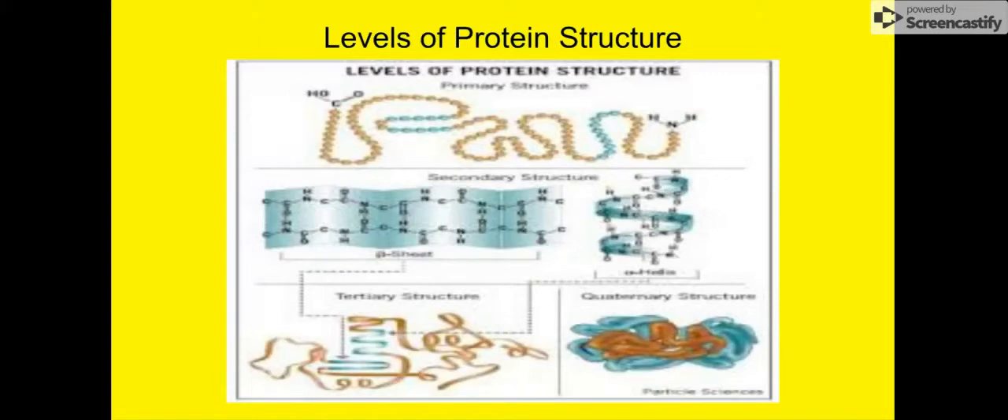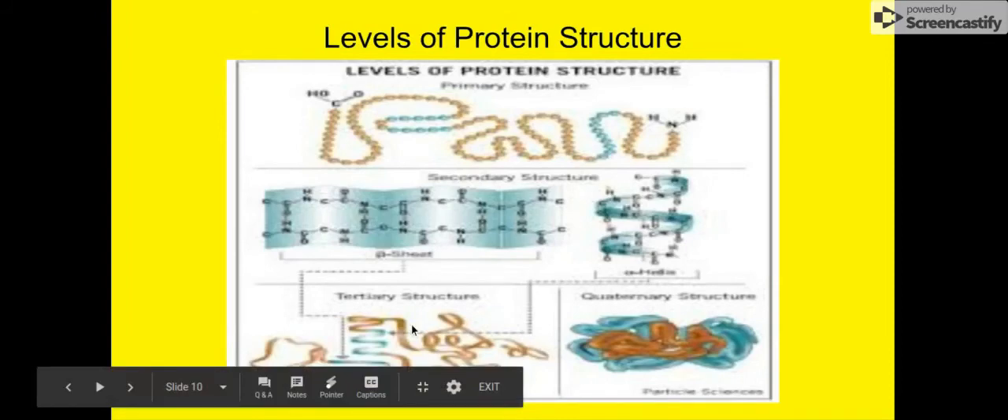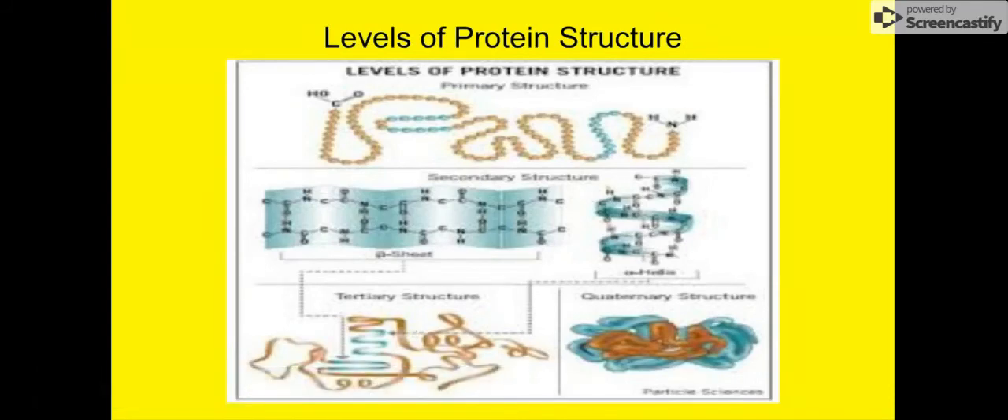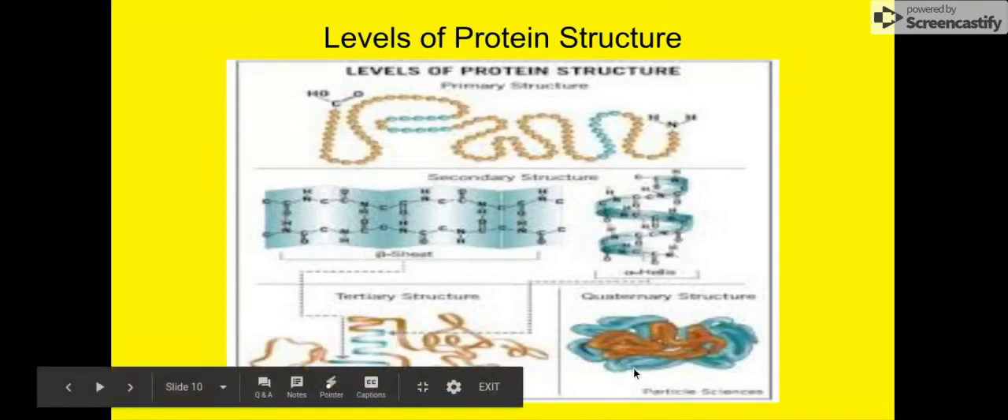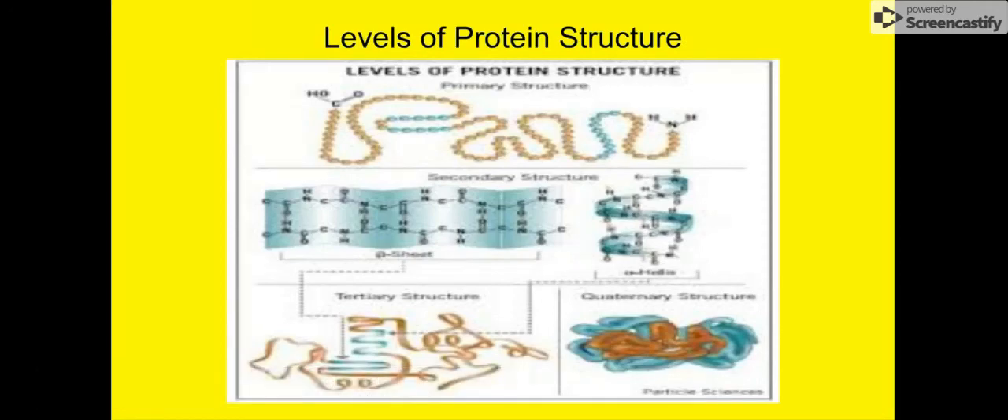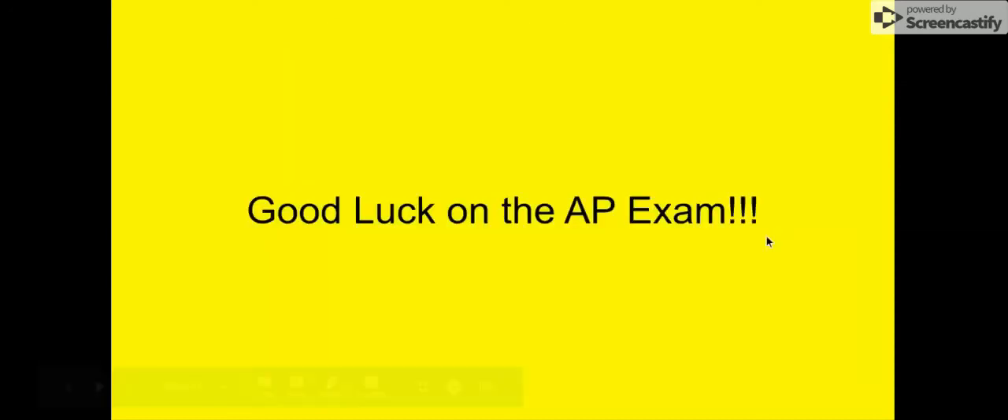The 4 levels of protein structure are primary structure, which is the unique sequence of amino acids; secondary structure, which is one of the 2 three-dimensional shapes formed by hydrogen bonds, which can either be an alpha helix or a beta helix. Then tertiary structure is a globular shape due to many different interactions between the proteins. And lastly is the quaternary structure, which is association of 2 or more polypeptide chains into one large protein. That would be hemoglobin, which has 4 polypeptide chains. Good luck on the AP exam.